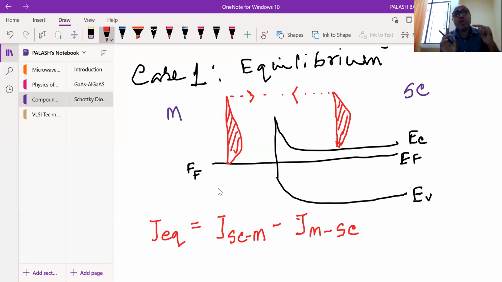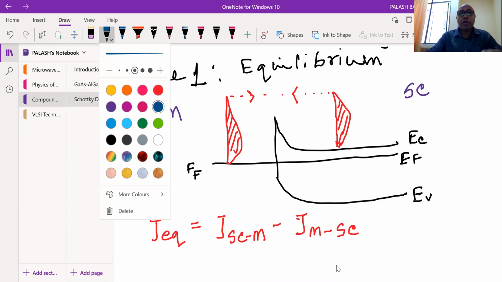Okay, so because of what? Because whatever electrons are flowing from metal to semiconductor, the same amount of electrons is flowing from semiconductor to metal, and they are balancing each other. Sir, which one is diffusion? Which one is drift? Here nothing would be drift and diffusion, because it's a metal semiconductor. So let me discuss this part.